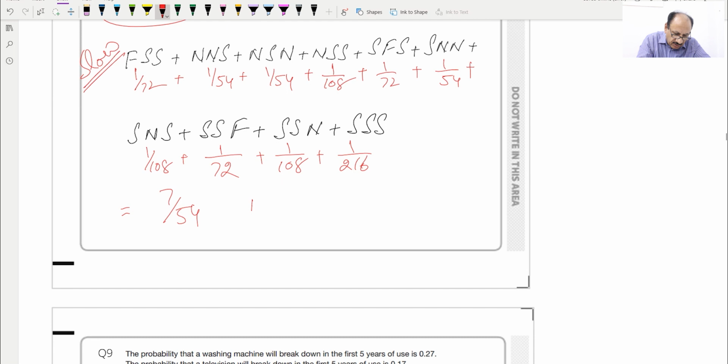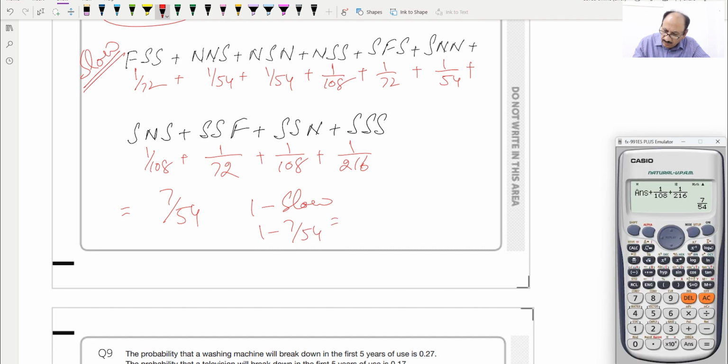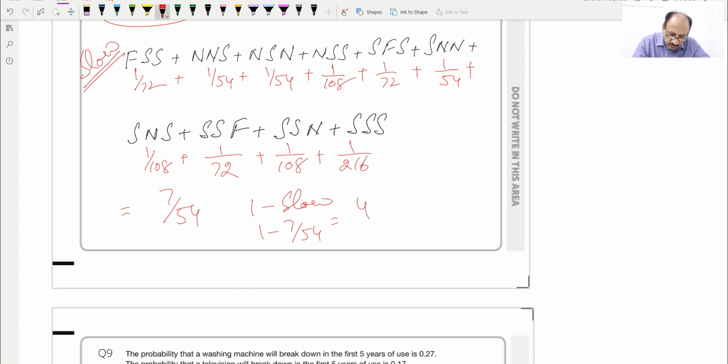Now we can take 1 minus slow, and 1 minus slow means 1 minus 7 over 54, and we can take 1 minus answer. This will give us 47 over 54. So 47 over 54, this will be our final answer.